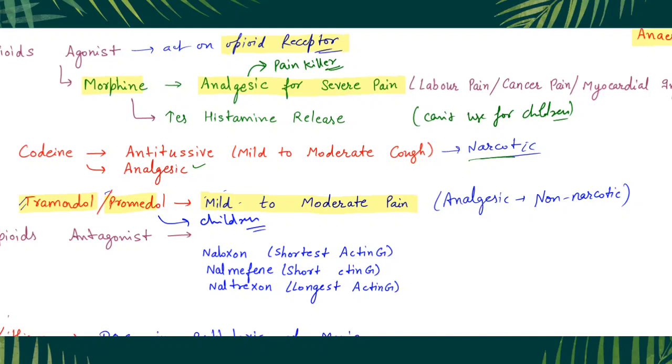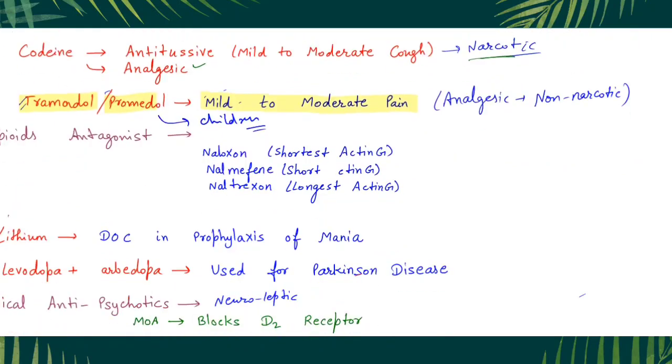Opioid antagonists. So what is the antidote for morphine poisoning? Yes, you can answer this. So these are the opioid antagonists: naloxone, nalmefene and naltrexone. These are the same things. So remember, naloxone, nalmefene and naltrexone.